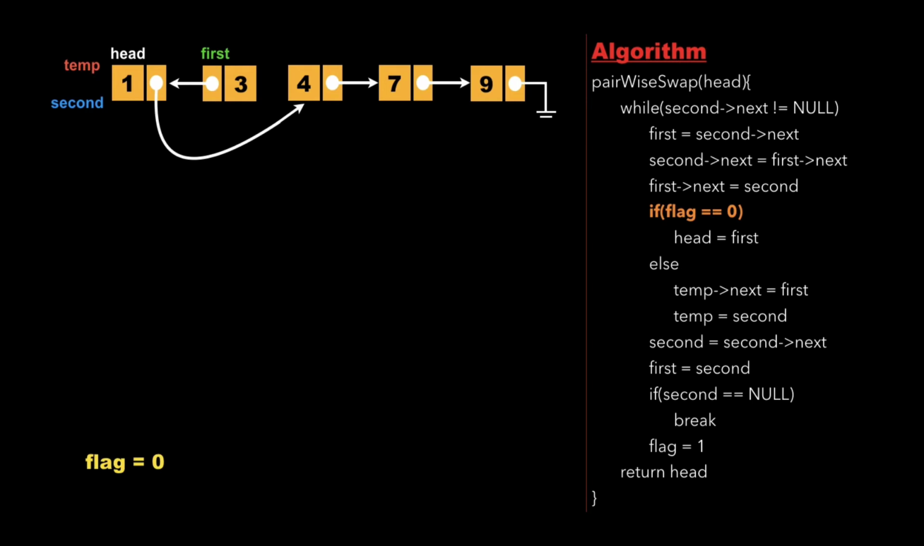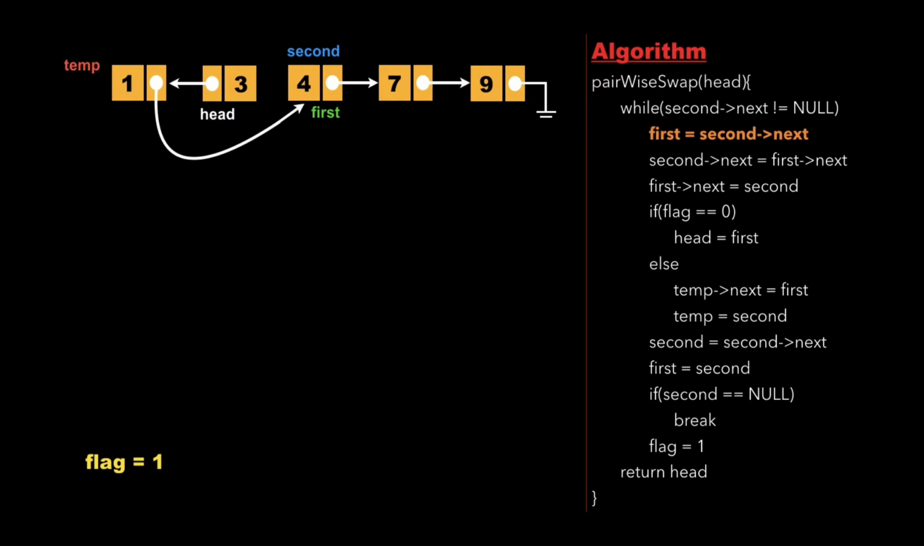Then we check for the condition whether flag is equal to 0, which is true, so we update head as first. So now the new head will be the node 3 and we make second as second of next. So now second points to the node 4 as well as first also points to the node 4. So we have reached a condition where the pointers first and second are both pointing to the same node. Then we check whether second is equal to null, which is false. So we update the value of flag as 1 and again check for the same condition, that is second of next is not equal to null, which is true.